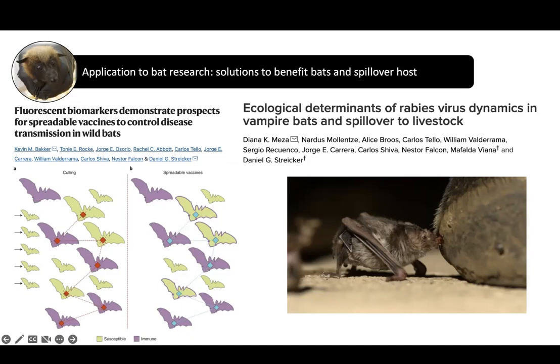So as an intervention, we could take advantage of the same behavioral thing we've noticed, this grooming mechanism, and develop a transmissible vaccine. So instead of culling the population, which may increase the proportion of bats that are infected with rabies, the spreadable vaccine would increase the amount of ones that end up being immune to it and therefore possibly not be able to spread it to the cattle.